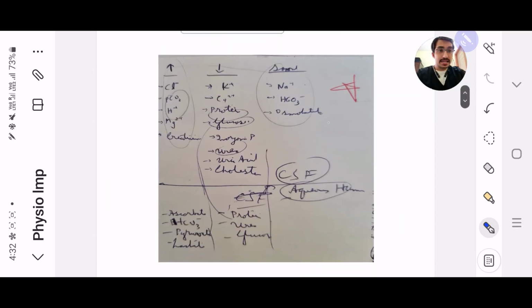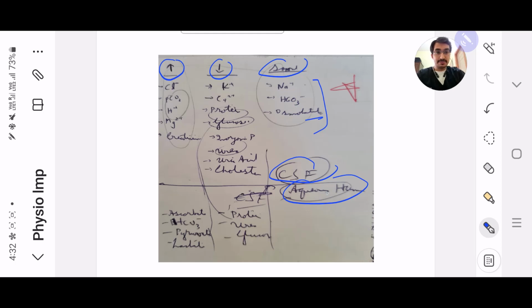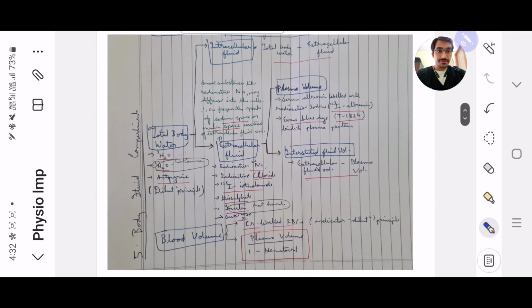Next I have given the CSF and the aqueous humor compositions of substances in relation to plasma. So increase, decrease, and the same levels. Sodium, bicarbonate and osmolality are the same in plasma and CSF. Similarly for aqueous humor also, this is the thing you need to remember.